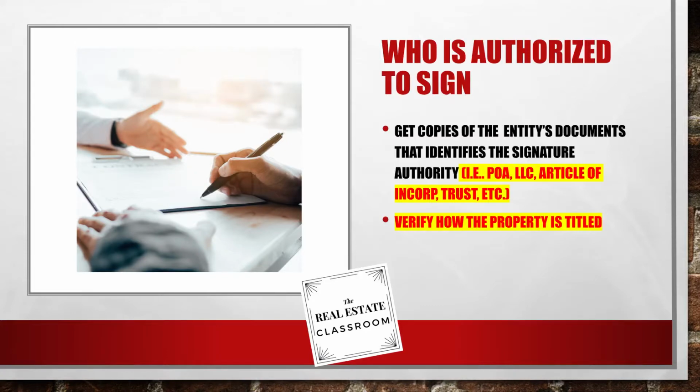We have, at that point, a reasonable duty to ensure who has the signature authority here, because not every entity is the same. So as an agent, it's a good idea to get a copy of the articles of organization for that corporation, or the bylaws for the LLC, or a copy of the trust, or a copy of the POA. We don't necessarily need the originals, but for our purposes, to get things listed, we need copies.